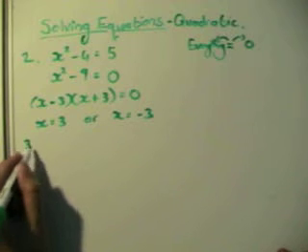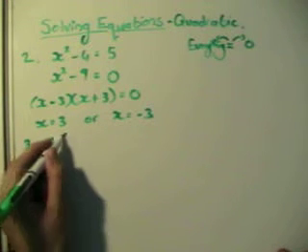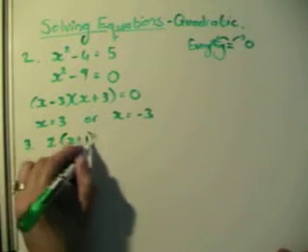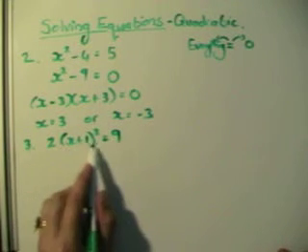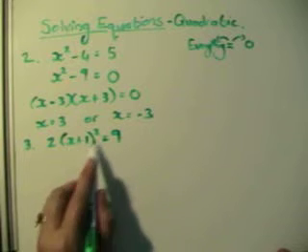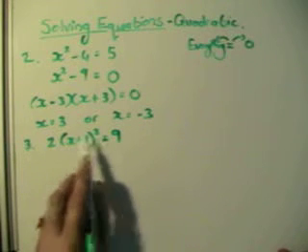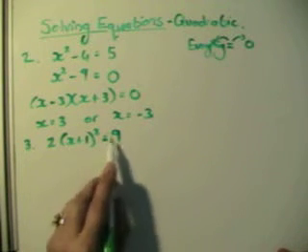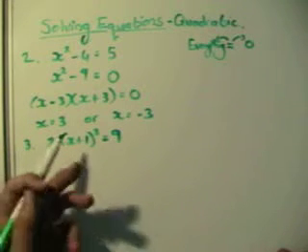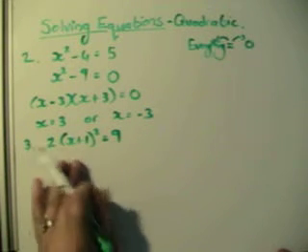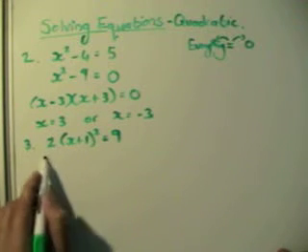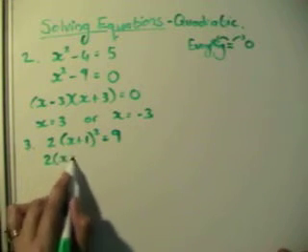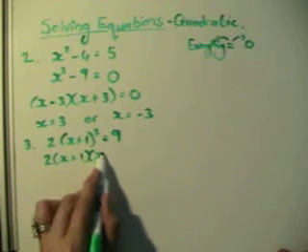Say for instance I have something like this: (2x + 1)² = 9. Now I'm not going to do what I did with number 1 and immediately start writing answers. I am going to have to multiply this out. So I'm going to multiply (2x + 1) by itself.